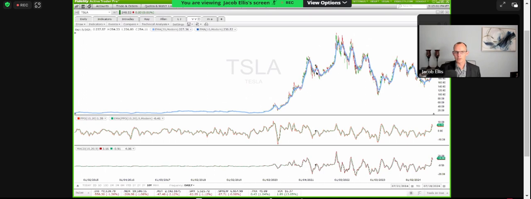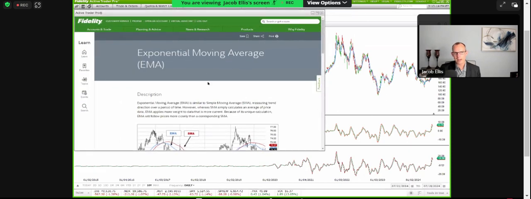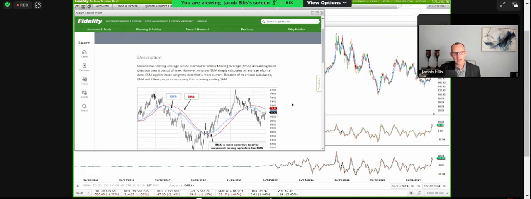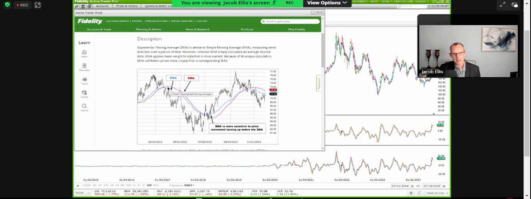But the answer to your question, Michael, is no, they are not equivalent. The exponential moving average and the simple moving average are simply different calculations. On the article labeled exponential moving average, you can find this, folks, by coming to settings, to help, learning center, technical indicator guide. And then I scrolled down and clicked on the article for exponential moving average. And here we can see this comparison between them. The values are simply different because they are averaging them out in a different way.